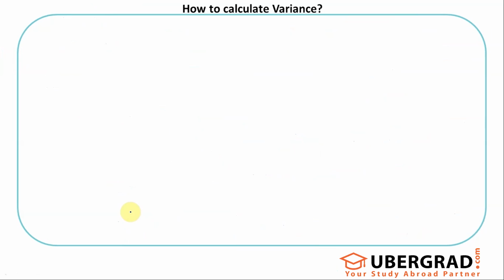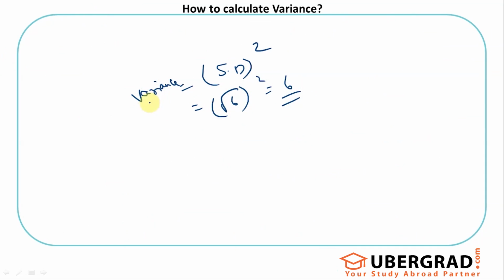Variance is nothing but simply the square of standard deviation, right? As simple as that. In the earlier case, the standard deviation was root 6. So if I square it, 6 is my answer. That's variance. If you see a question asking for the variance of a given data set, find the standard deviation as it is, then square it.